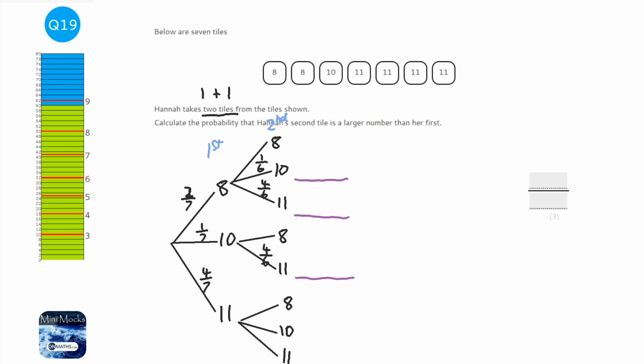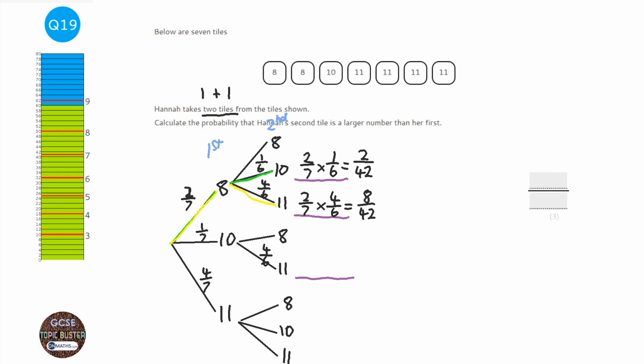Now, we work out the probabilities by multiplying the lines we went down. So let's have a look and see what lines we're going down for the first one. So we're going 2 over 7, and then 1 over 6. So it's going to be 2 over 7 times 1 over 6, times the tops times the bottoms. Okay, next line, we're going to do the same line down here, but this time we go down here. So it's going to be 2 over 7 times 4 over 6. So that's going to be 8 over 42.